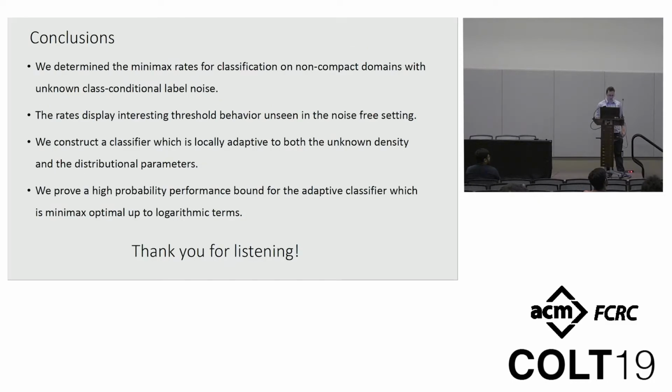Okay, so just to summarize, we've determined the minimax rates for classification on non-compact domains with unknown class-conditional label noise, and these rates display some interesting threshold behavior which is unseen in the noise-free setting, and in particular it depends upon the behavior of the regression function in the tails of the distribution. And moreover, to obtain the upper bound in these rates, we constructed a classifier which is locally adaptive to both the unknown density and the other distributional parameters. All it needs to see is this corrupted sample, and we have attained a high probability performance bound for this algorithm, which is minimax optimal up to logarithmic factors.